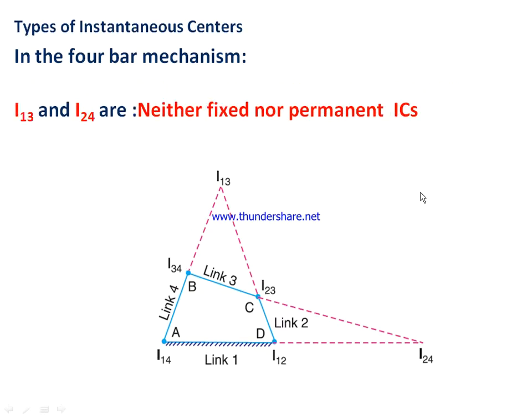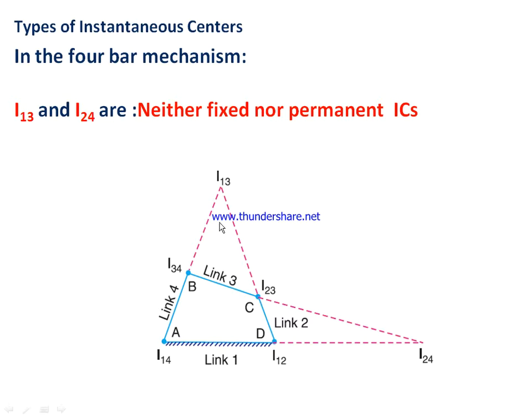The third type of instantaneous centers is known as neither fixed nor permanent instantaneous centers. These two instantaneous centers, I13 and I24, which are neither fixed nor permanent, cannot be located by visual inspection. So here this is I24 and I13. Then how are these instantaneous centers located? Here we have the permanent instantaneous center, fixed instantaneous center, and fixed instantaneous center. This is neither fixed nor permanent.